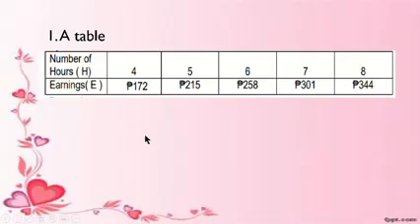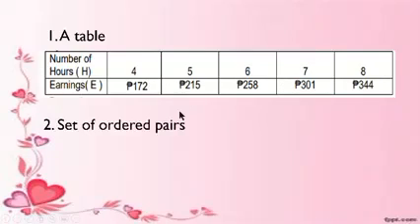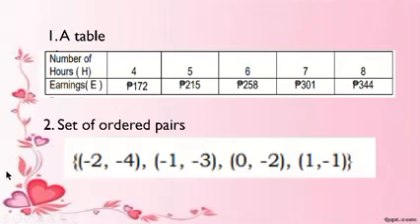Ngayon, sabi natin, the relation is a function kapag hindi na ulit yung value ng X. So, on this case, it is a function dahil 4, 5, 6, 7, 8 siya. Wala namang naulit na number. Second, set of ordered pairs. So, pwede din nating ipakita yung relation, yung function natin by using a set of ordered pairs like this.